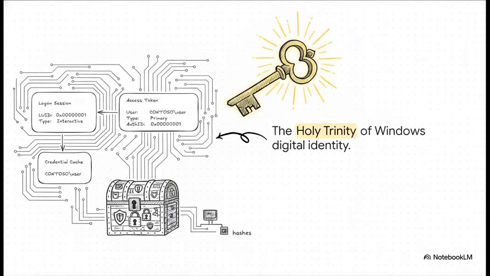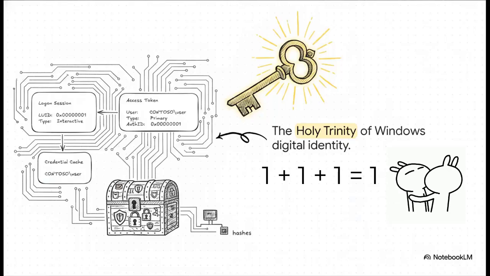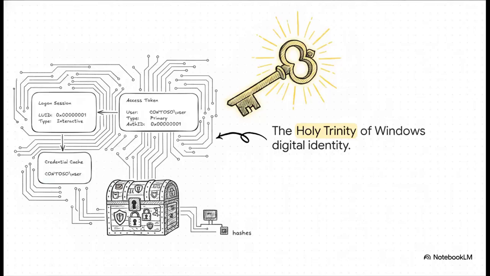To understand this, we need to introduce what I like to call the holy trinity of Windows digital identity. You have the Logon Session, the access token, and the credential cache. Think of the access token like a digital VIP pass at a concert. When a user logs in, Windows creates a Logon Session with the unique Logon identifier, or LUID. That session is tied to an access token, which basically tells local resources exactly what you're allowed to do. But crucially, that session also links down to the LSASS credential cache. That cache holds the actual secrets, like NTLM hashes or Kerberos tickets that you use to prove who you are to the rest of the network.